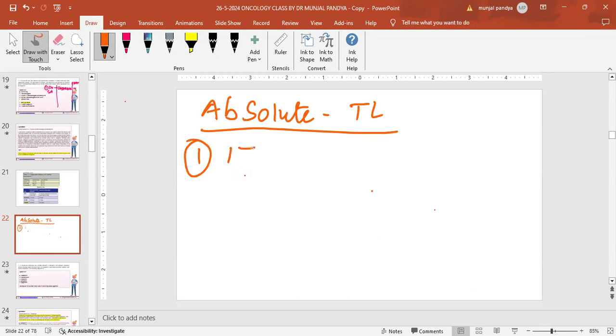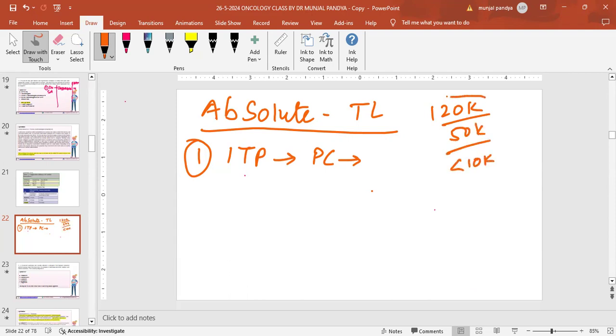Okay, so let me ask you in a little more detail. ITP means what, and at what platelet count can you not give the thrombolytic? Because in ITP, if you have 120,000 platelets, it can be ITP. It can be 50,000 platelets, or less than 10,000 platelets. So is there any platelet cut-off where you cannot do the thrombolytic? Sorry to ask you, but this is a logic question. ITP could be anything.